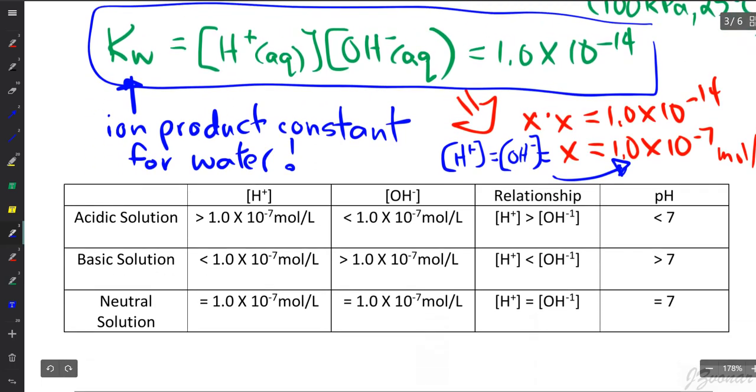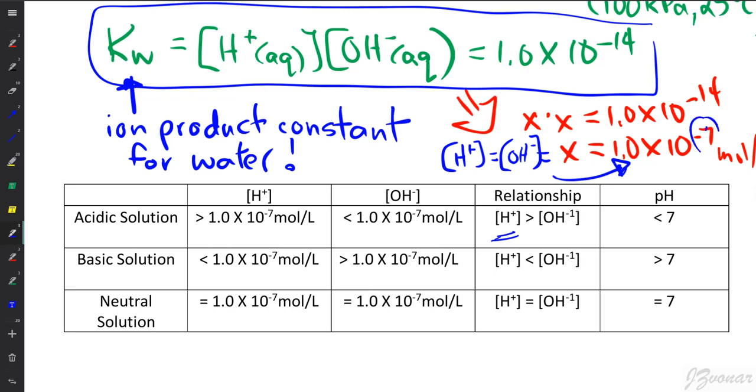So we can summarize these relationships with respect to hydrogen ion concentration and hydroxide. In an acidic solution, the concentration of hydrogen ions is greater than 1 times 10 to the negative 7, while the hydroxide concentration is going to be less. So we've got more H plus than we do OH, and hence the pH is going to be less than 7. So that's where that 7 comes from.